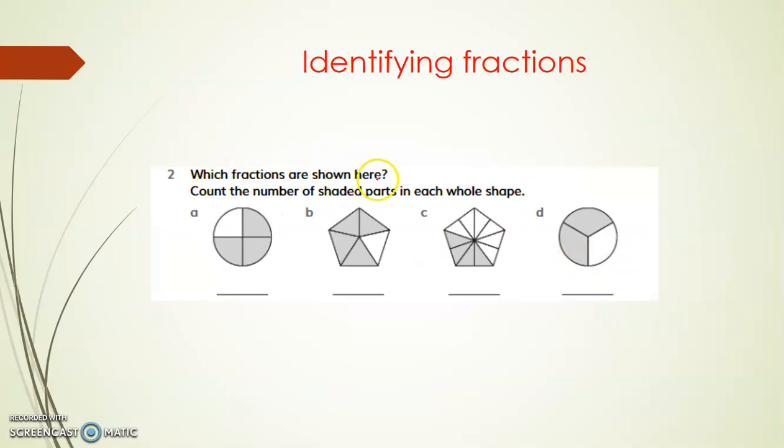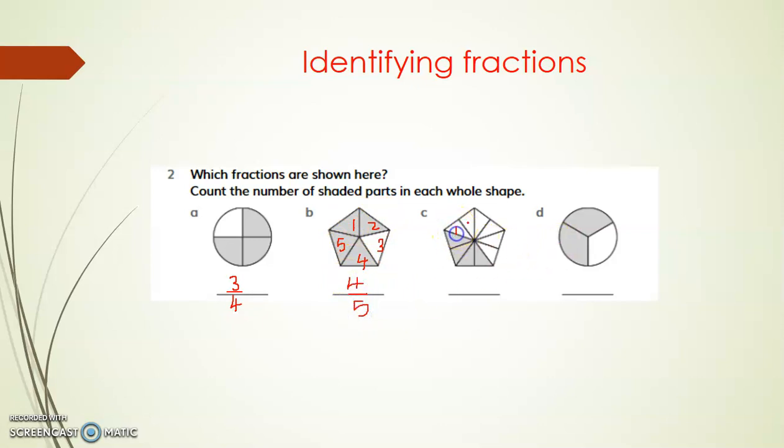Which fractions are shown here? Count the number of shaded parts in each whole shape. So this whole is divided into 4. അതിൽ colored എത്രയാണ്? 3. So the fraction is 3/4. Now coming to this, this is divided into 1, 2, 3, 4, 5 equal parts. 4 are colored. So this represents the fraction 4/5.